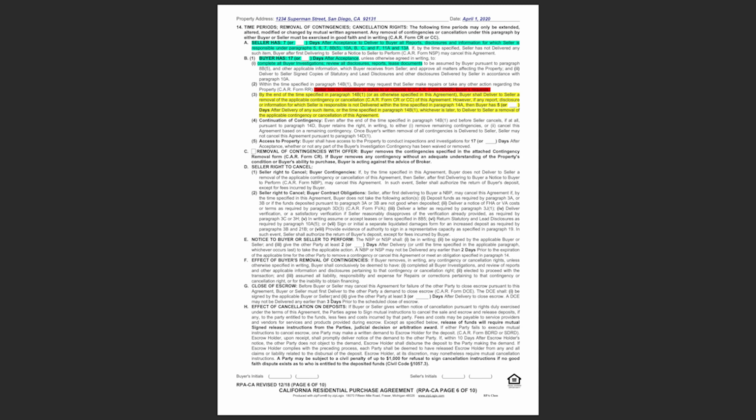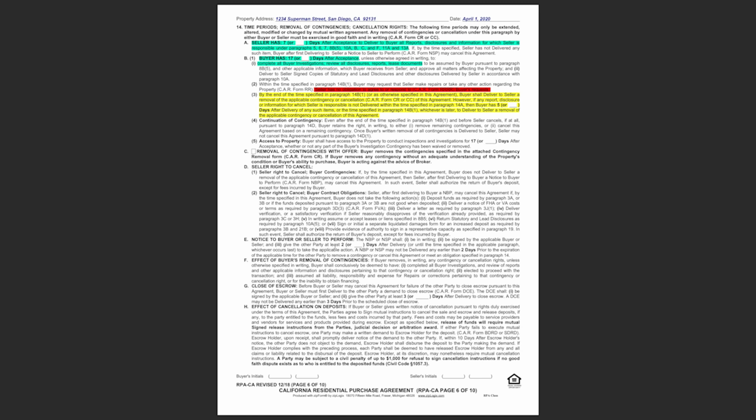At this point in time, the parties would want to send a notice of buyer or seller to perform. Now, inside this notice of buyer or seller to perform, it states that they must give the other party at least 2 days to respond to that.